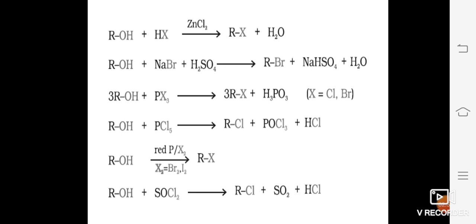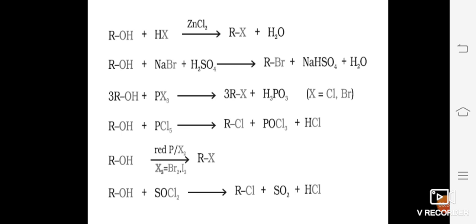The second method is an alcohol plus sodium bromide in the presence of concentrated sulfuric acid. We get the alkyl halide, that is alkyl bromide, plus sodium bisulfate and water. Sodium bisulfate is formed as a precipitate and it settles to the bottom. Thereby, the purification takes a long process.